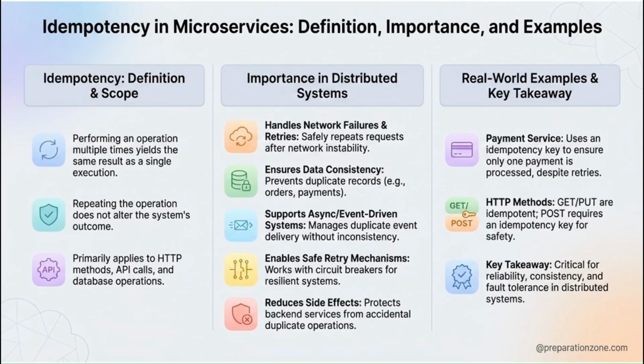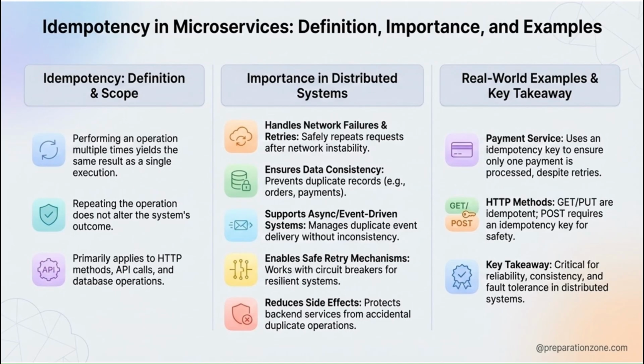Let's see a real world example. Let me give you an example of payments. A user clicks pay. The network drops for a moment. The app retries the request. Without idempotency, the user could get charged twice. But with an idempotency key, the payment service says, "Oh, I have seen this request before. Return the same result and don't charge again."